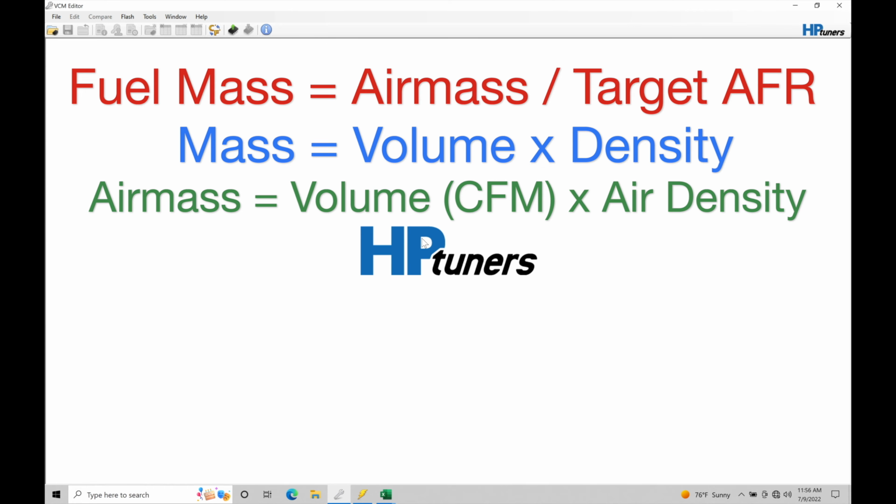Now, why is this important? Why do we care about air mass? Why do we not just care about the volume of air entering our engine? Well, we have to be able to factor in that air mass in order to determine how much fuel we need to bring into the engine.